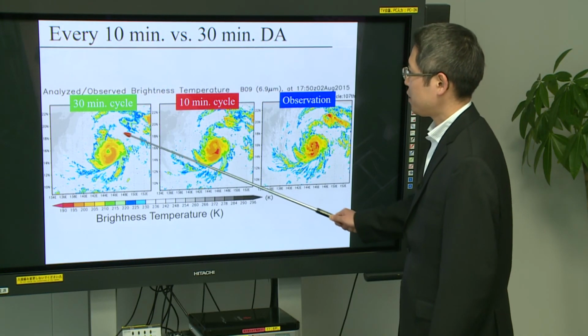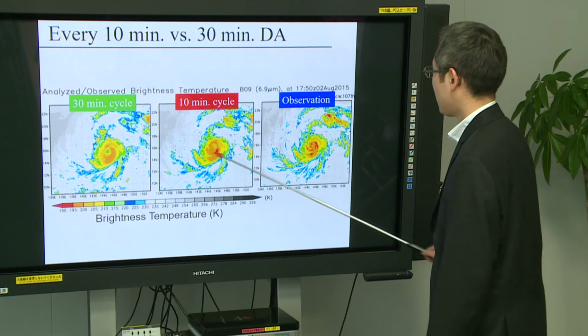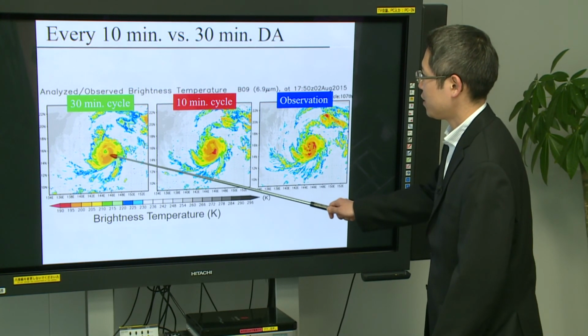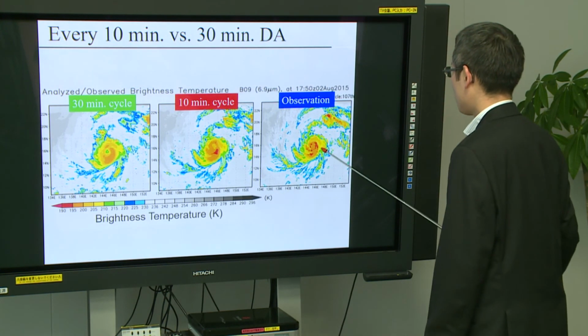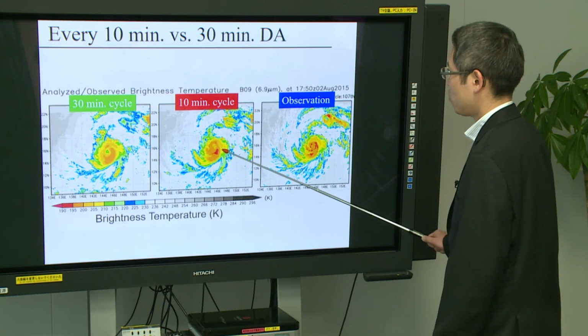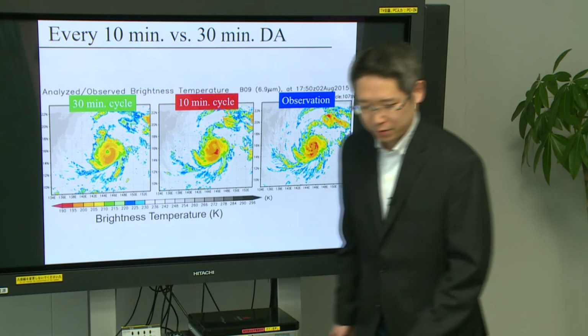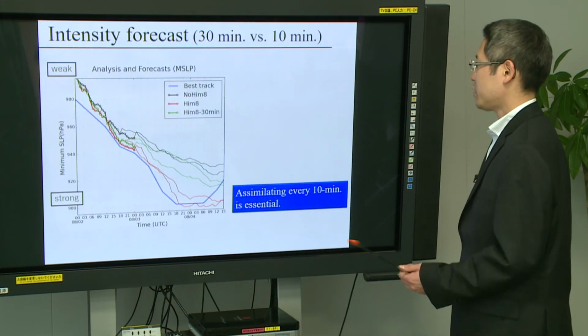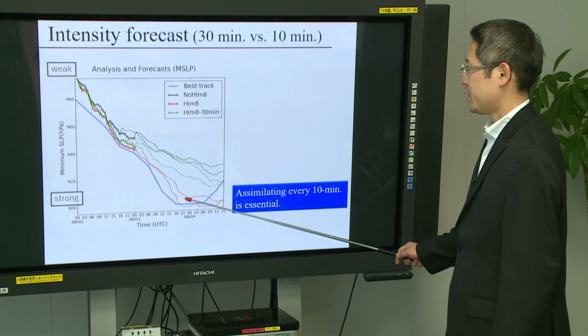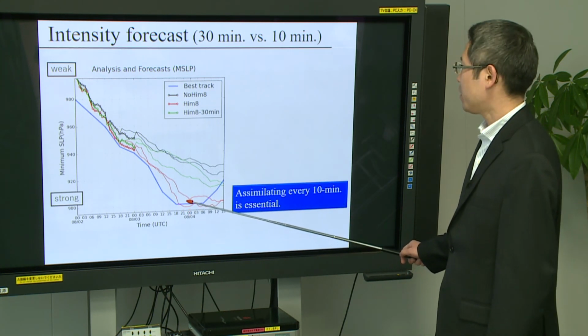And here we are missing some parts of the clouds. And also the central part, we have some fake eye structure that was not observed here or simulated with this 10-minute cycle. And this had a strong impact on the prediction of the intensity of this typhoon.